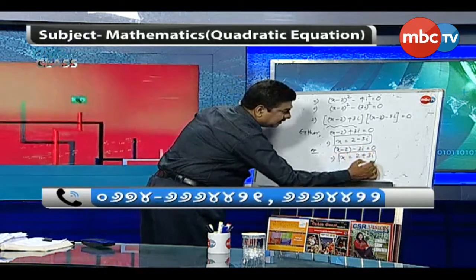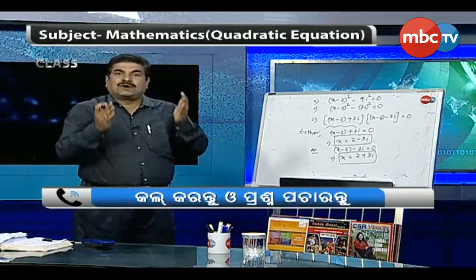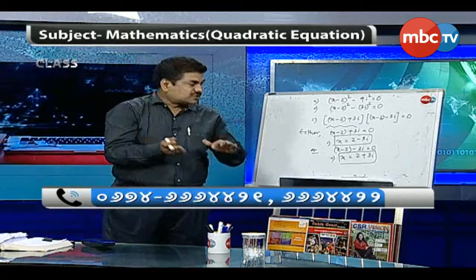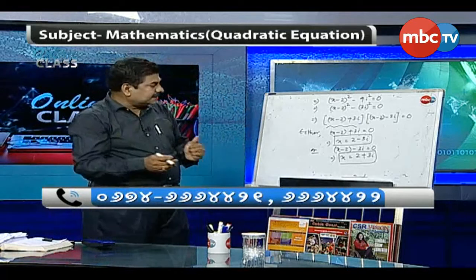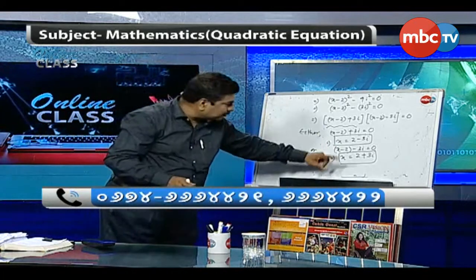Here you see, I have discussed what is a complex number and what is the conjugate of a complex number, so it is easier to understand this. Here you see one root is 2 plus 3i, and what will be the other root?